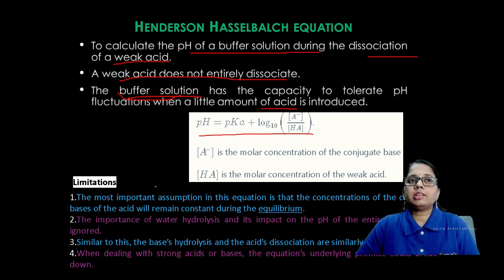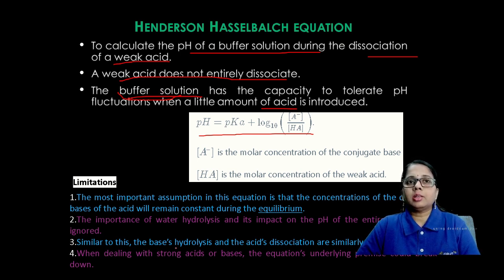Now coming to the limitations of this Henderson-Hasselbalch equation. The most important assumption in this equation is that the concentration of the conjugate base of the acid will remain constant during the equilibrium, because it is assumed to remain constant only at the equilibrium state. And the importance of water hydrolysis and its impact on the pH of the entire solution is completely ignored, because water is going to be hydrolyzed and form H3O plus ions. Thereby the pH of the final solution is ignored. That is one of the major drawbacks of using this equation.